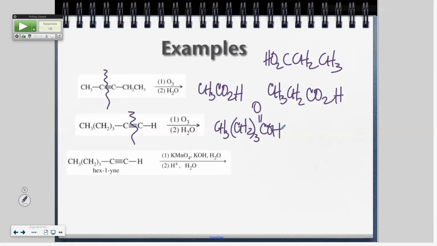I'm trying to draw them the different ways so you get a little more used to it, because we haven't really done a lot with them yet. What do you think you get from the right side? Well, this carbon, does anybody know what that's called? Have you heard of formic acid?